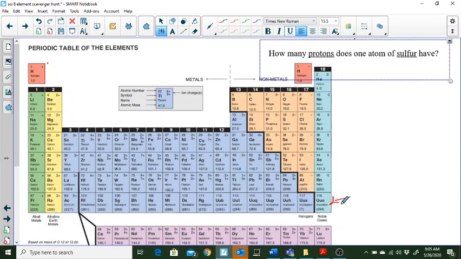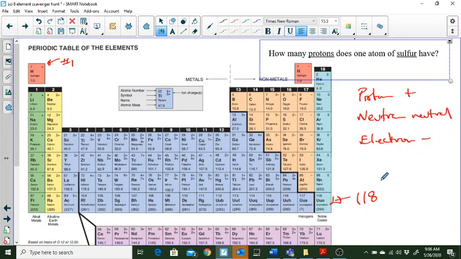We have 118 elements on the periodic table, element number 1 starting up here, hydrogen. And so we want to go through these things. The question is, how many protons? Well, we have protons, neutrons, and electrons. Protons are positive, neutrons are neutral, and electrons have a negative charge. Protons and neutrons are heavy and are in the nucleus, and electrons are light and sort of fill out the atom.